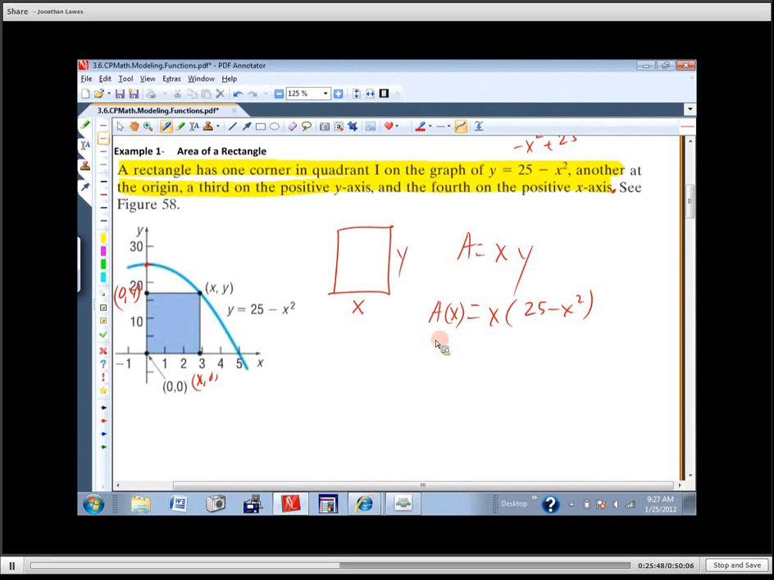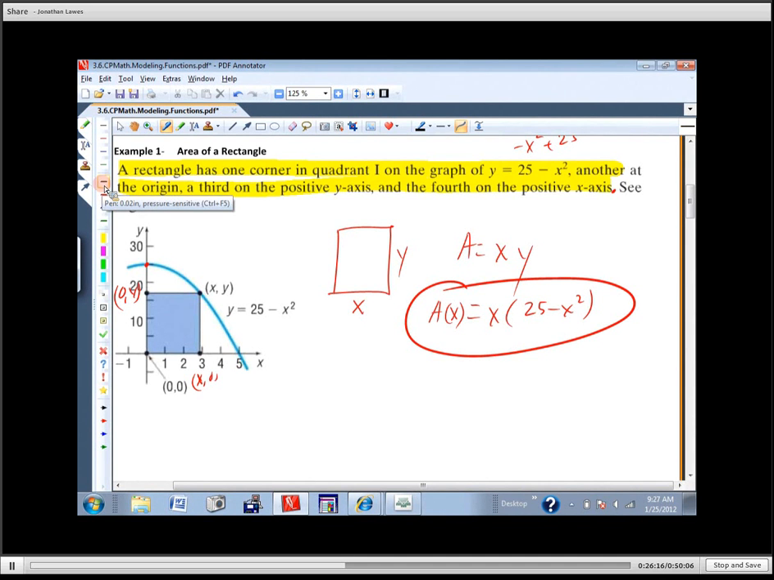I'm going to make this look like function notation by saying the area is a function of x. So you tell me where we are on the x-axis, and I'll tell you just by plugging in here what the area of our rectangle is. Does that make sense? Okay, that's all I want you to do on that one. Any questions? Does this actually work?